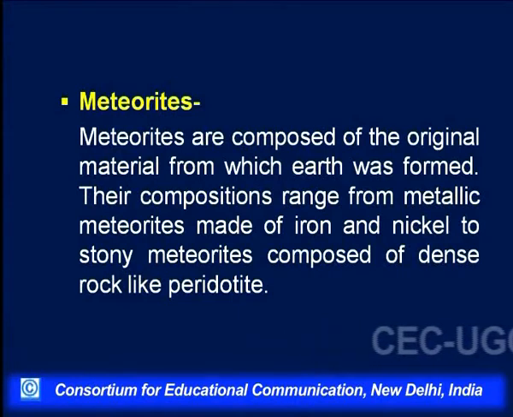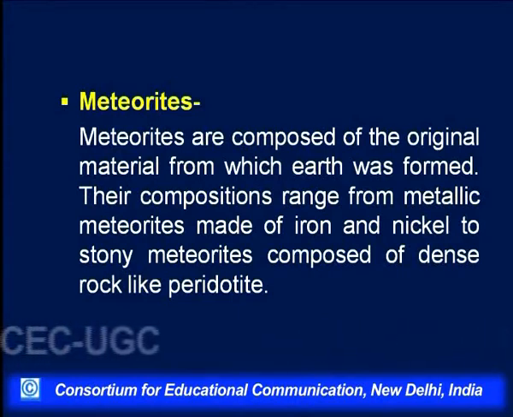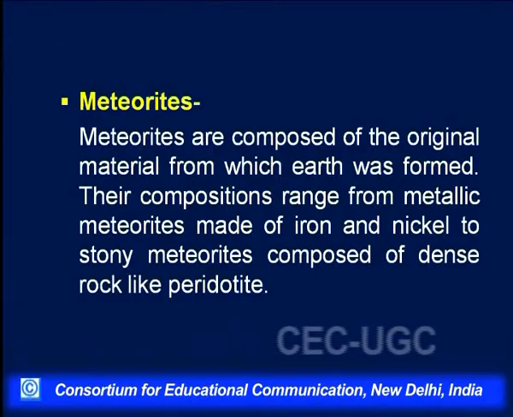Since it is super hot lava, it directly indicates the temperature of the interior. So these are the direct sources to understand the constitution of the Earth. Besides that, we have another source, which is meteorites. Meteorites are understood to be composed of the original material from which the Earth was formed, and their composition ranges from metallic meteorites, which are made of iron and nickel, to stony meteorites, which are composed of rocks like peridotite.